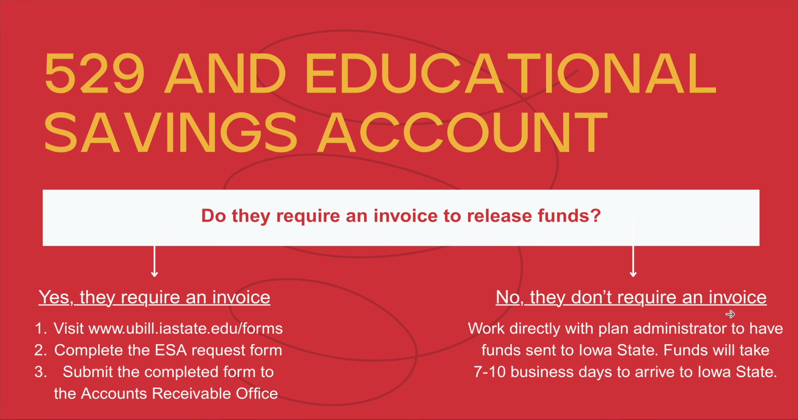For 529 and educational savings accounts, it depends on if they require an invoice to release funds. If they do require an invoice, visit www.ubill.iastate.edu/forms. Complete the ESA request form and then submit the completed form to the Accounts Receivable Office. If they don't require an invoice, work directly with your plan administrator to have funds sent to Iowa State. Funds will take 7 to 10 business days to arrive to the university.